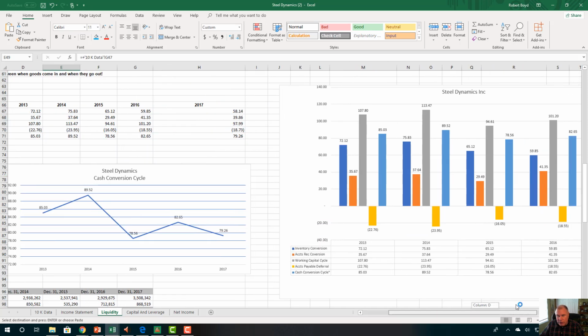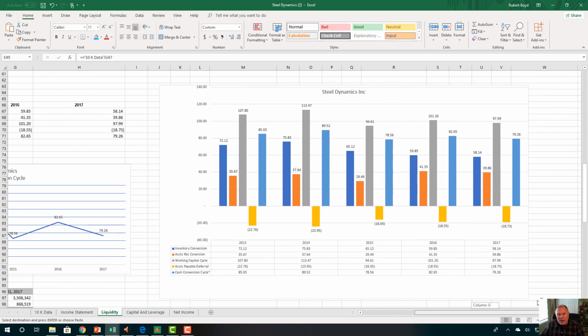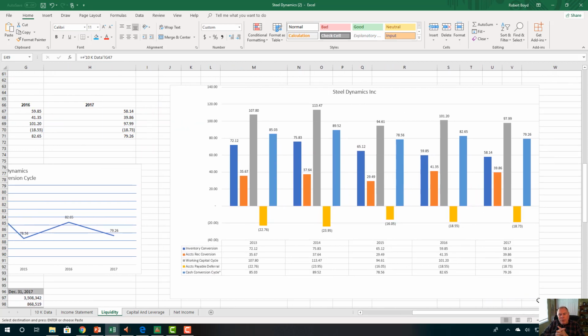You can see it's getting better. What I did is I tried to break out this cycle by the component parts. So what I'm trying to do is visualize what's going on. And I think as you move forward and you put these into PowerPoint and visualize things, it means something, because we're trying to say what's happening over a period of time.